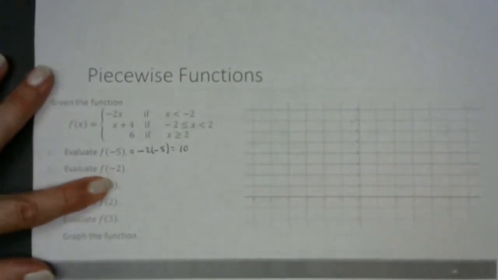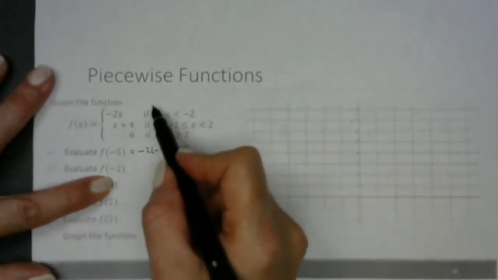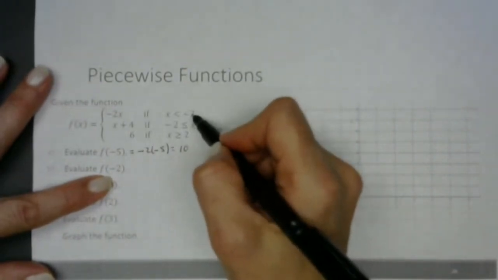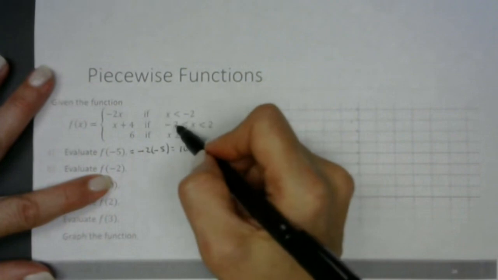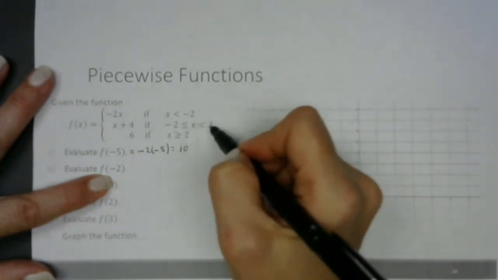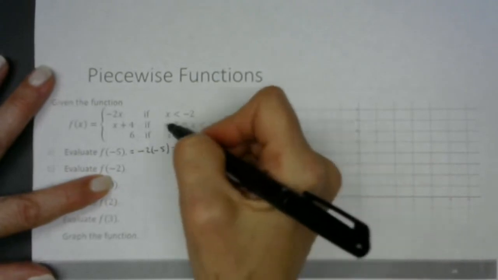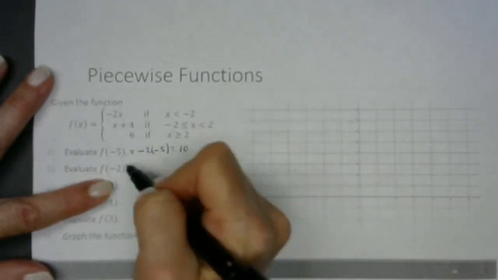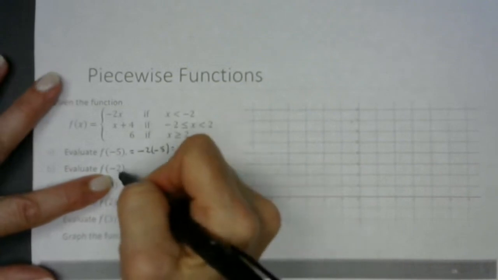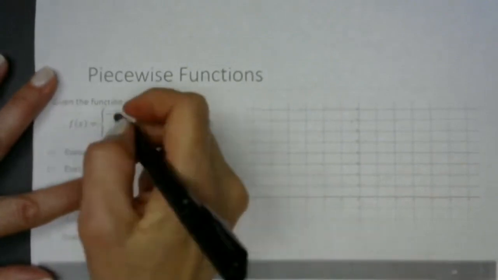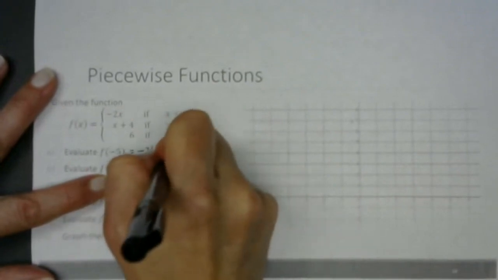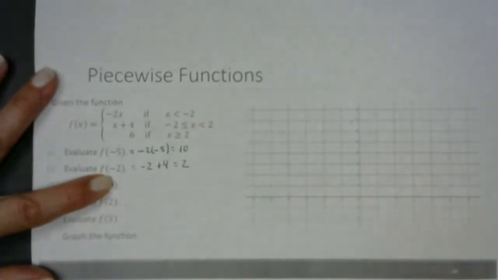Okay, evaluate f of negative 2. Well, where is x negative 2? Which interval? In the first interval, x is less than negative 2. In the second interval, negative 2 is less than or equal to x, which is less than 2. So I want to use that second rule because that's the interval that my value of x falls in. So when x is negative 2, f of x is going to be x plus 4, or negative 2 plus 4, which of course is 2.